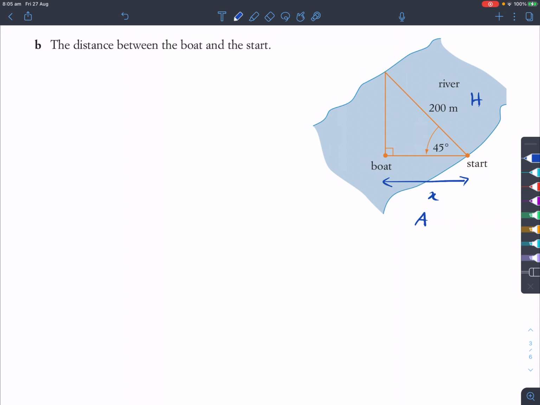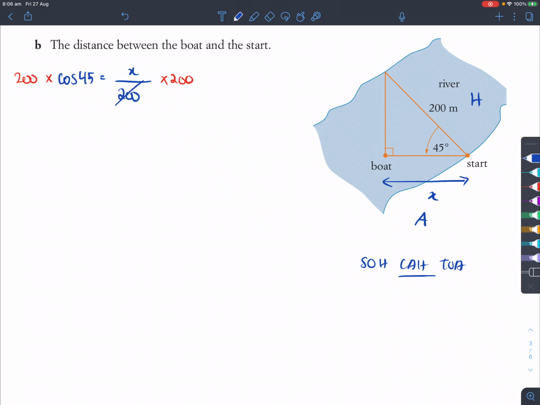So then what we do is, out of the mnemonic, we use the middle bit, which is CA. That stands for the cosine ratio. So cosine of 45 is equal to the adjacent edge, which is x, over 200. We then get rid of that 200 by making x by itself, and we multiply by 200 on both sides.